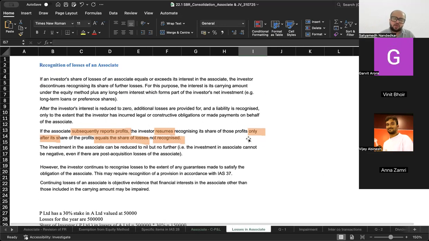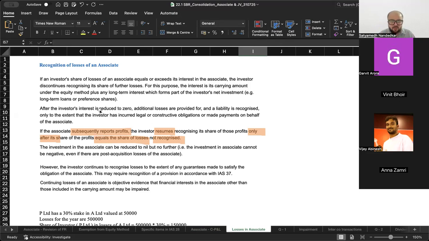Now, recognition of losses in an associate. If the associate entity suffers a loss, then naturally the way you calculate share of profit of the investor, similarly you will have to calculate the share of loss of the investor in post acquisition loss of the associate. Now, you will see ultimately the amount of loss will start reducing the amount of investment. You can keep on reducing it till it reaches zero, but not beyond that.